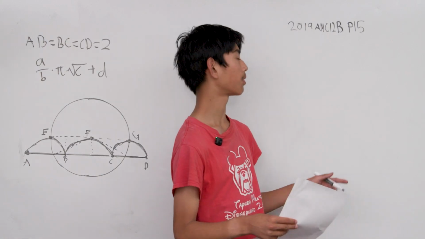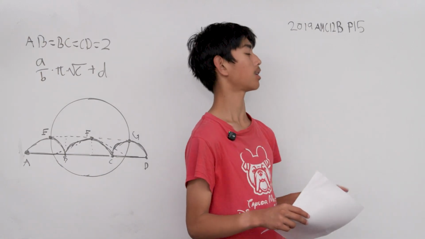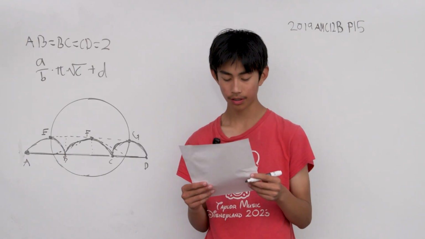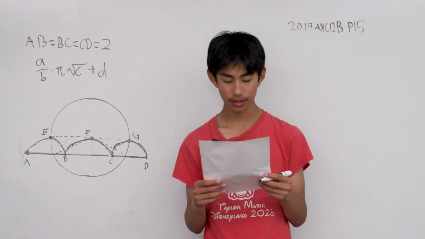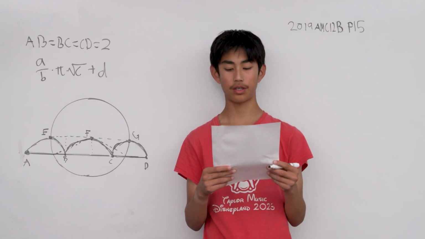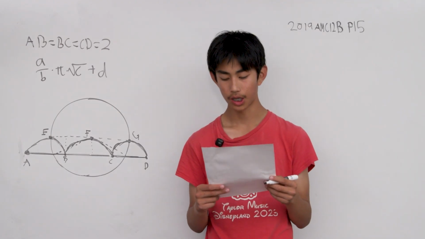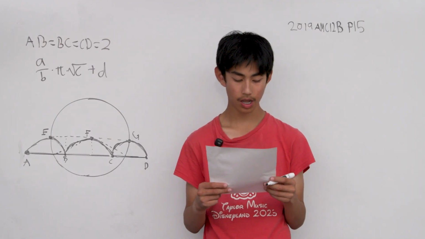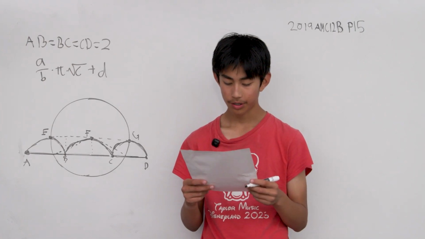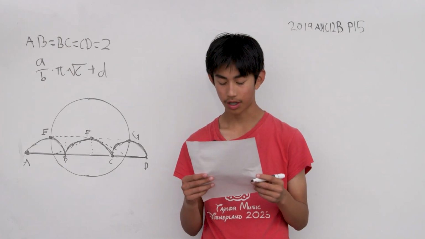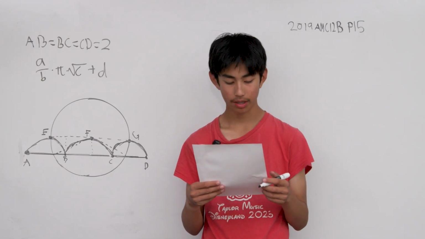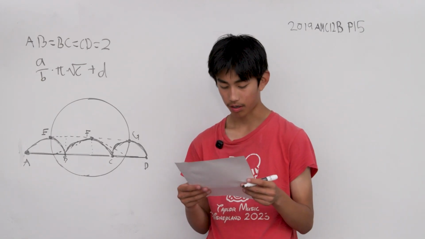We're solving problem 15 from the 2019 AMC12B. As shown in the figure, line segment AD is trisected by points B and C so that AB equals BC equals CD equals 2. Three semicircles of radius 1, AEB, BFC, and CGD have their diameters on AD and are tangent to line EG at E, F, and G respectively.